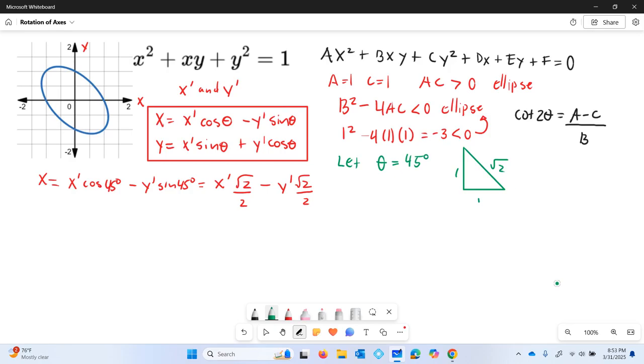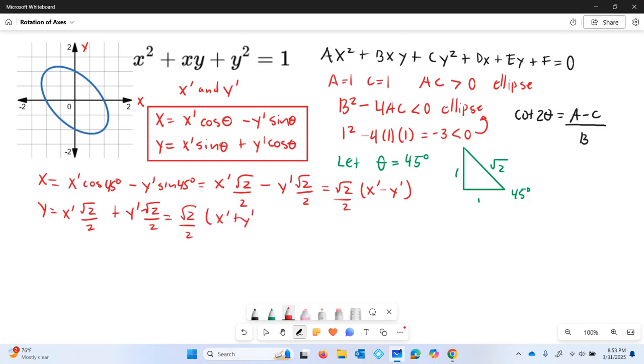Now, with respect to y, y equals x prime root 2 over 2, which is basically the same thing, plus y prime root 2 over 2. Now notice this: x is root 2 over 2 times x prime minus y prime. And y you can rewrite as root 2 over 2 times x prime plus y prime.